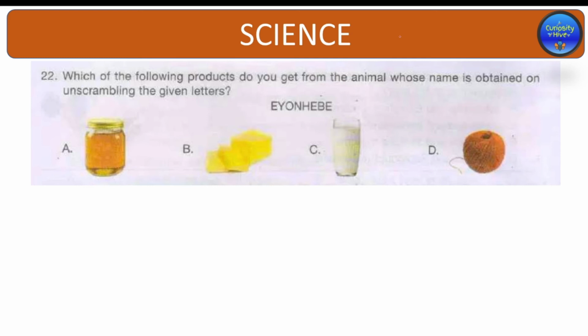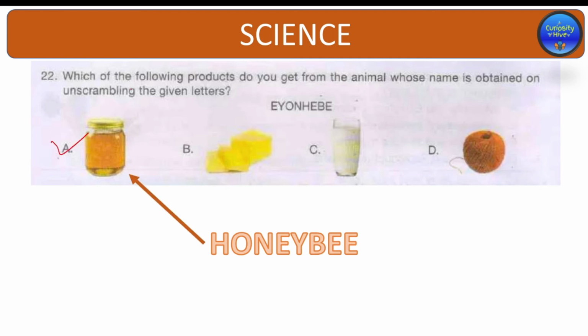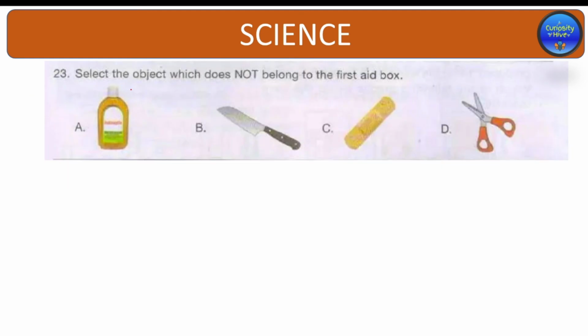Next one. Which of the following products do you get from the animal whose name is obtained on unscrambling these given letters? Pause this if you want to try unscrambling. This should be a quick one. Well, the unscrambled word is honeybee, and honeybee gives us honey. So our right answer is option A.